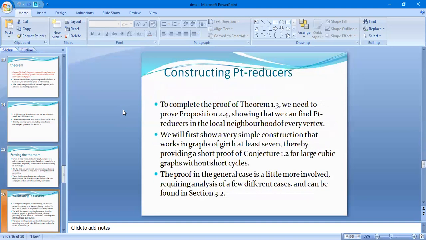Construction of PT reducers. To complete the proof of theorem 1.3, we need to prove a proposition showing that we can find a PT reducer in the local neighborhood of every vertex. We will first show a very simple construction that works in graphs of girth at least 7, thereby providing a short proof of the conjecture for large cubic graphs without short cycles. The proof in the general case is a little more involved, requiring analysis of a few different cases, and we can find it in the section.